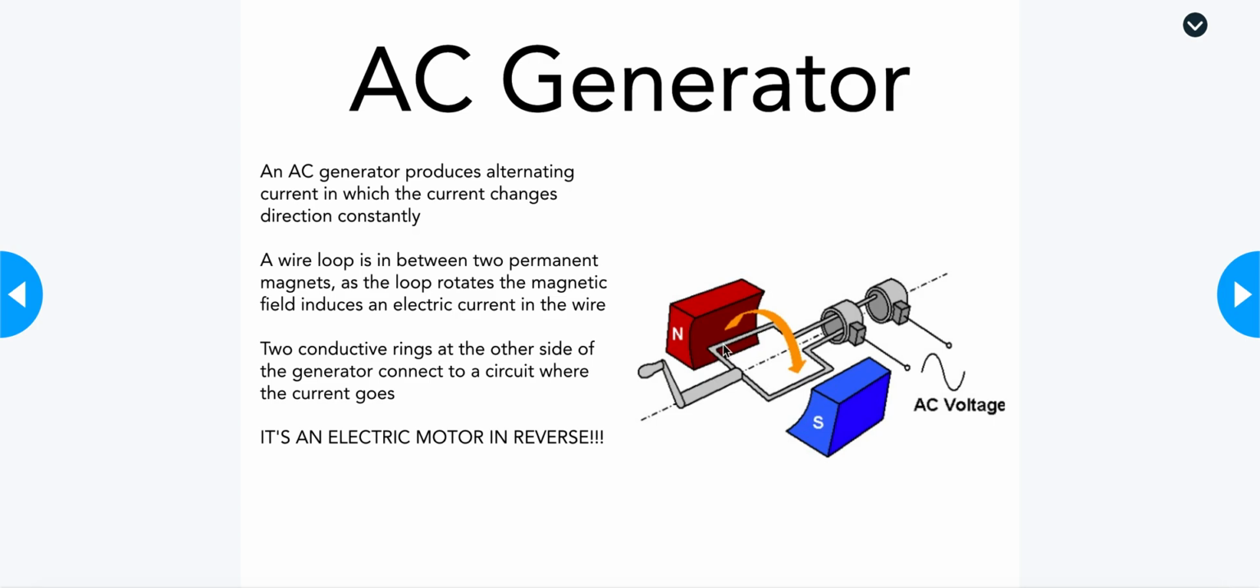when the loop is exposed to the north side of the magnet, the electrons move in one direction, and when it's exposed to the south pole of the magnet, the electrons move in the opposite direction. So here's what happens. When it is over like this, the wire loop, the current flows, let's say, from here and over to this side. And so that's the flow direction of your current.